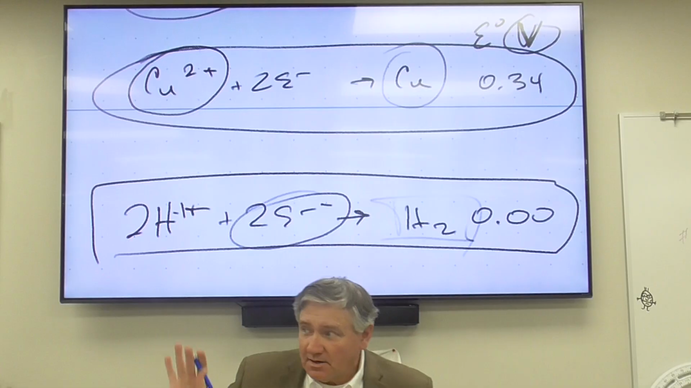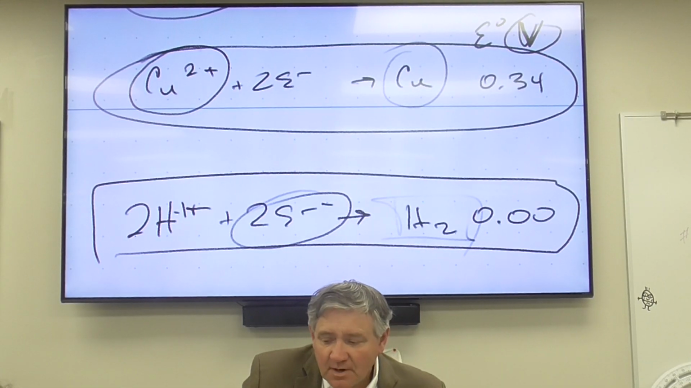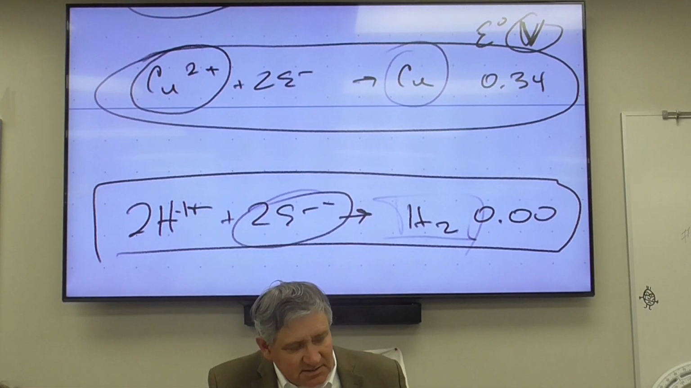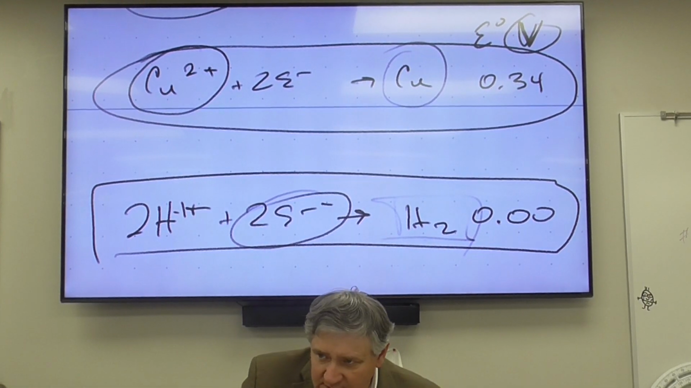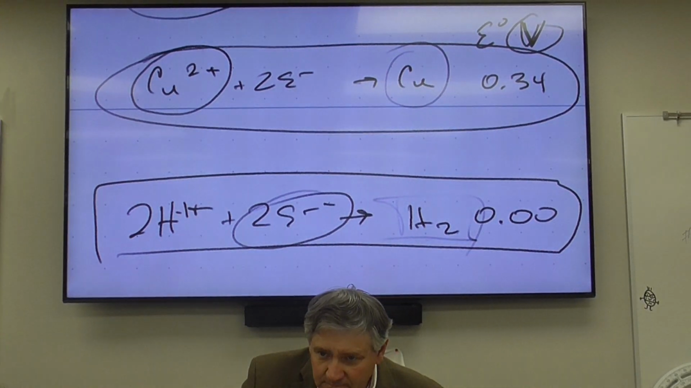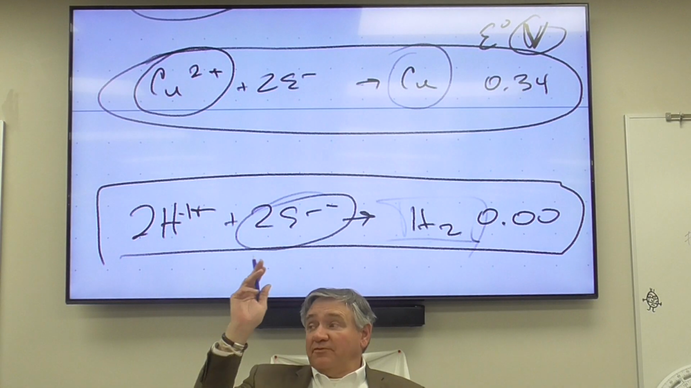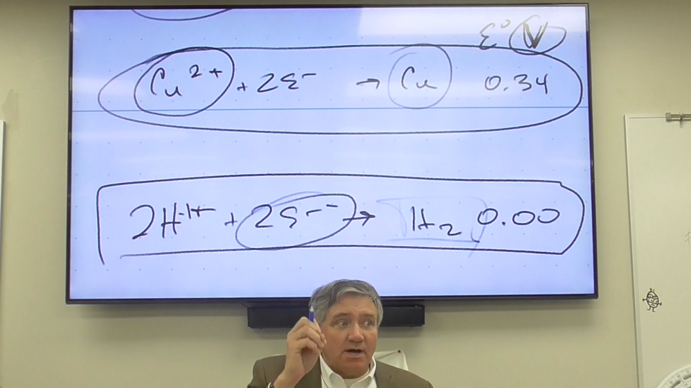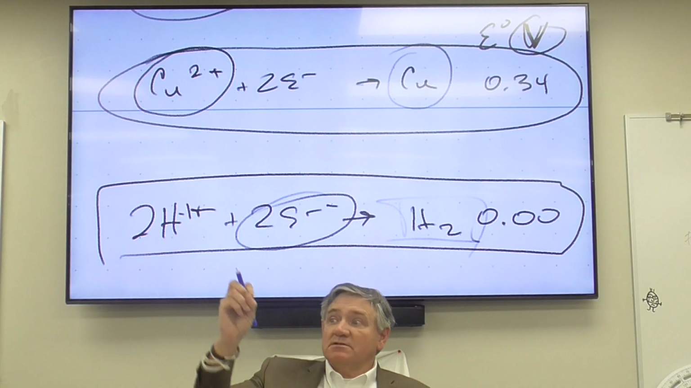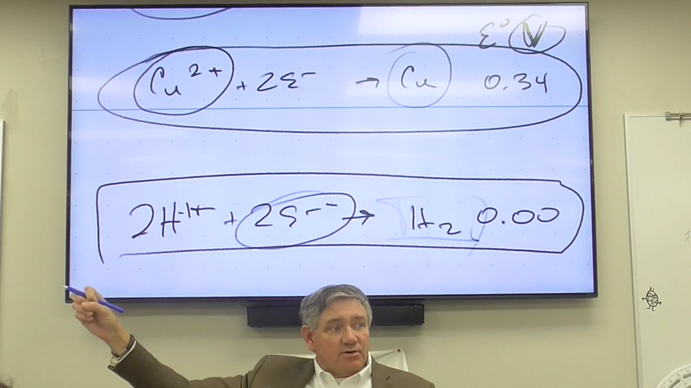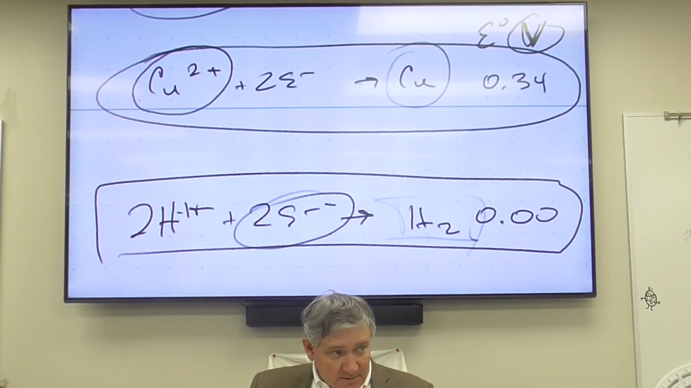Now, big picture. So do you think fluorine gas is a good oxidizing agent or a good reducing agent? Good oxidizing agent. Yes, because it's reduced. So fluorine gas is a great oxidizing agent because it wants to take in electrons and turn into the fluoride ions.